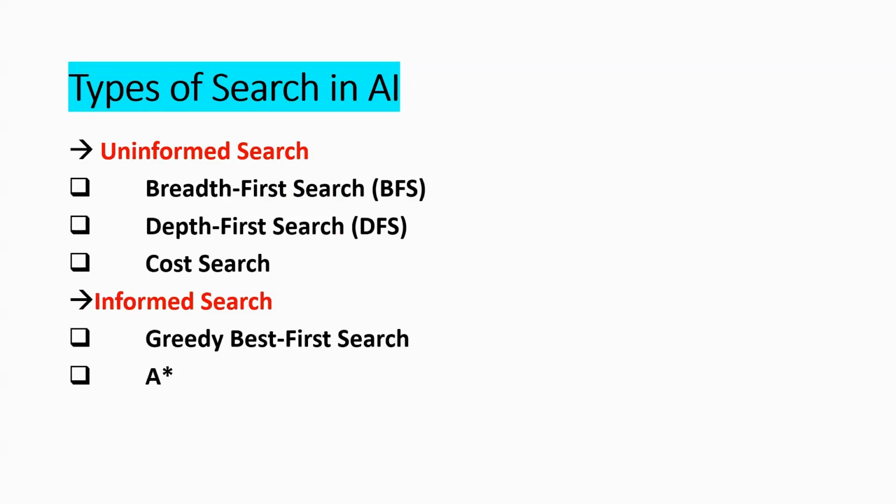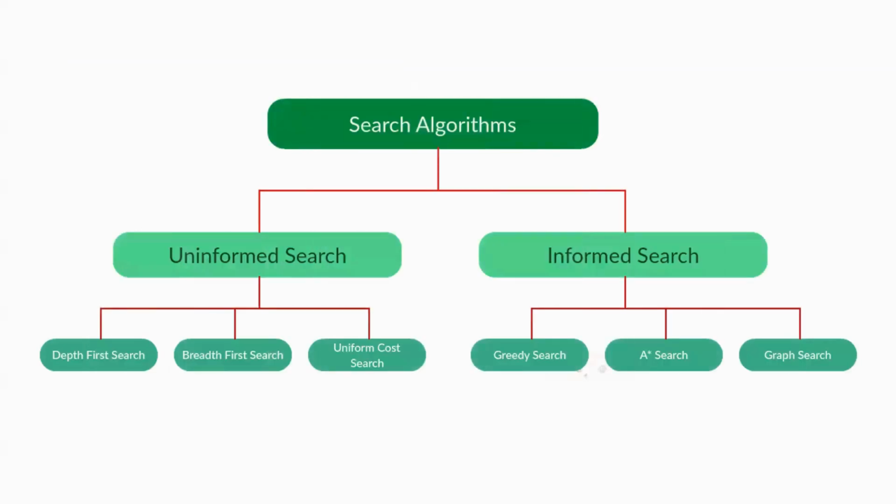So the types of search algorithms are uninformed search and informed search, right? In uninformed search, we have the depth first search algorithm, breadth first search algorithm, and uniform cost search. In informed search, we have greedy search, A* search, and graph search. From this we can learn what we know and what we didn't know about informed search.